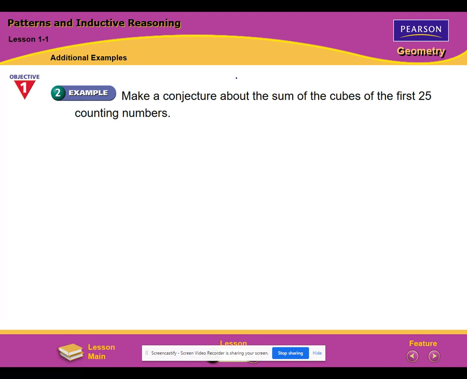Counting numbers would be like the whole numbers, except they don't start at 0, they start at 1. So 1, 2, 3, 4, 5, all the way to 25, those are the counting numbers. And if we took the sum, meaning add them up, of the cubes, meaning to the 3rd power, of the first 25 numbers, we want to make a conjecture.